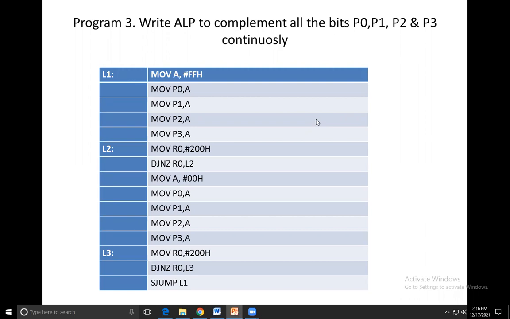And please check which instruction is used for which addressing mode: direct addressing mode, indirect addressing mode, register addressing mode, or immediate addressing mode.